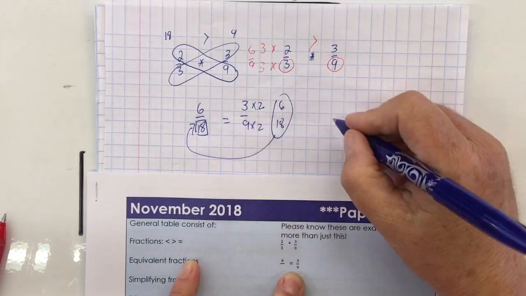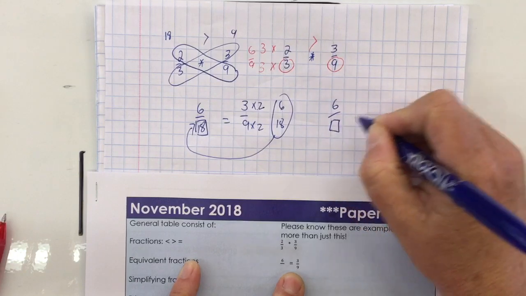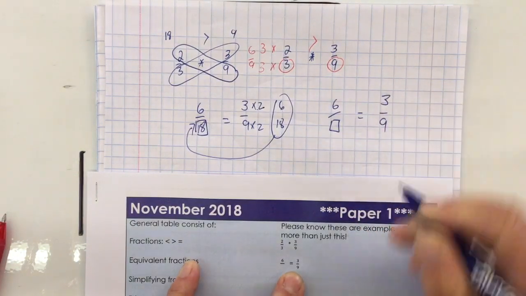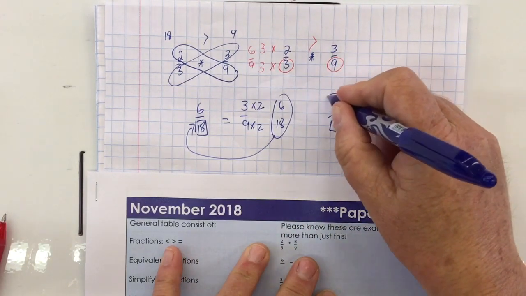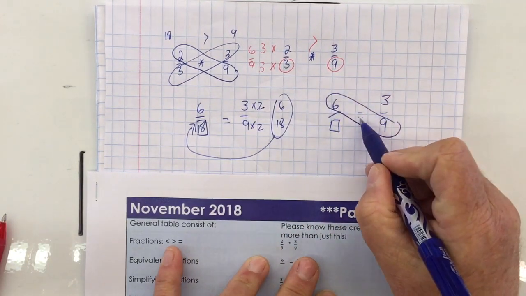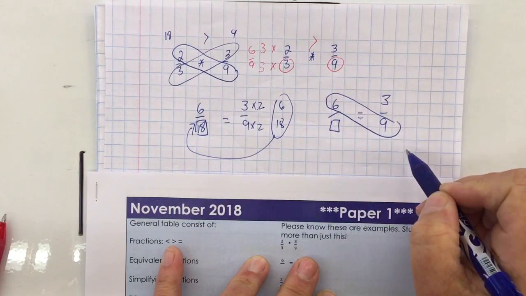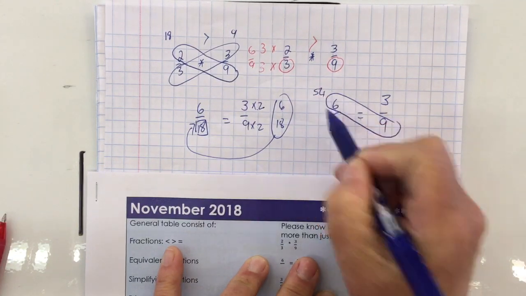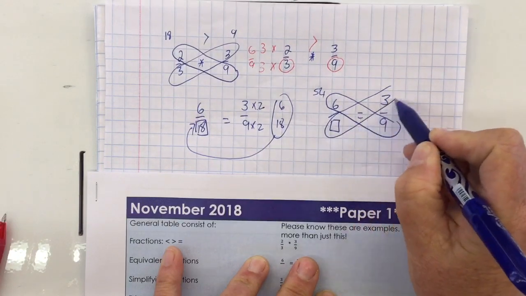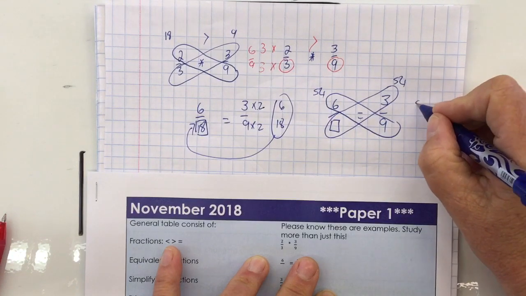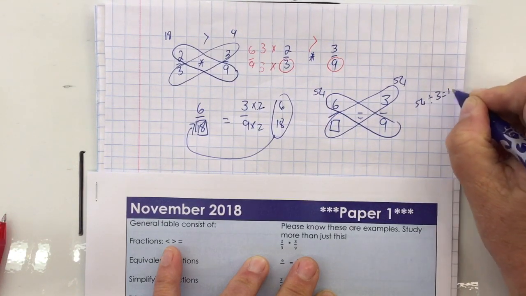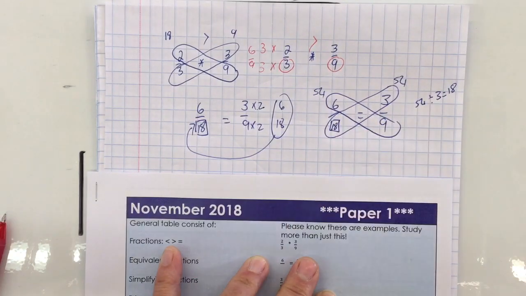Next one. If I say 6 over I don't know equals something over 9, maybe you don't know this method I've just shown. You could also use the butterfly method. Because of that equal sign, you know that 6 times 9 is 54. So therefore something times 3 must be 54. So then you do the inverse, and 54 divided by 3 is going to give you your missing 18. Happy? Make sense so far?